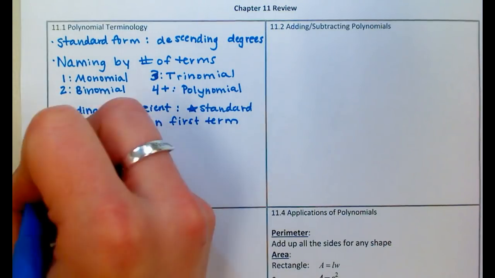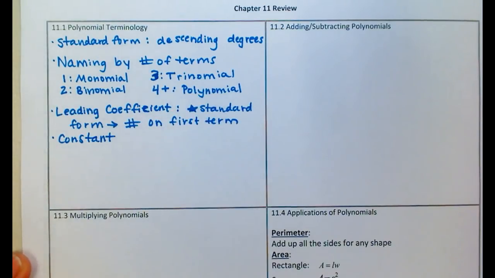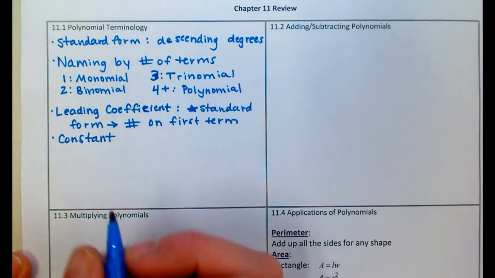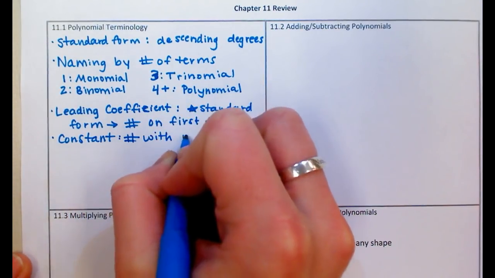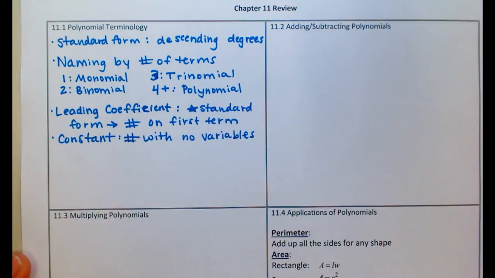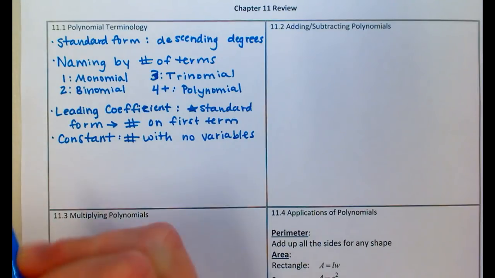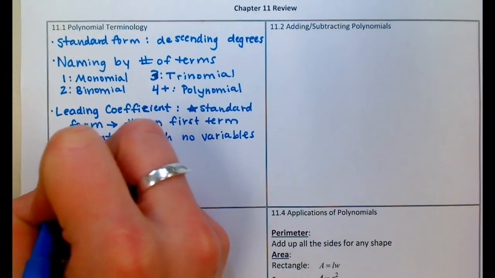Next we have a constant. A constant is a number with no variables. So if we just had like 5 or plus 8, that was our constant number. The next we have is the degree of a polynomial.